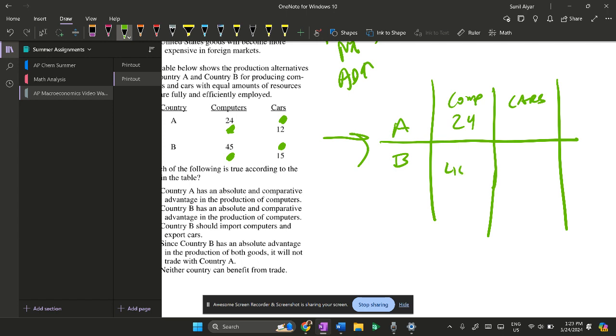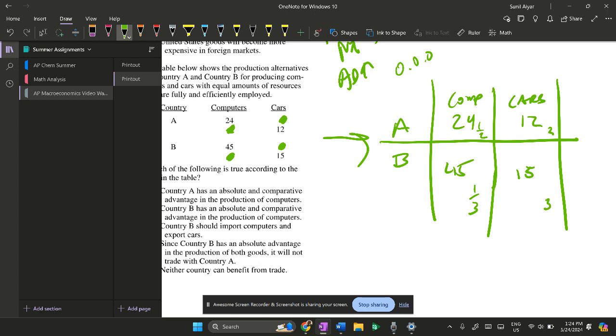Okay, so 24, 45, 12, and 15. So this is the equation. O for output. Output, the other number goes over. So 12 over 24, 1/2. Output, the other goes over, it's the reciprocal. Output, the other goes over, 15 over 45, 1/3, reciprocal 3.